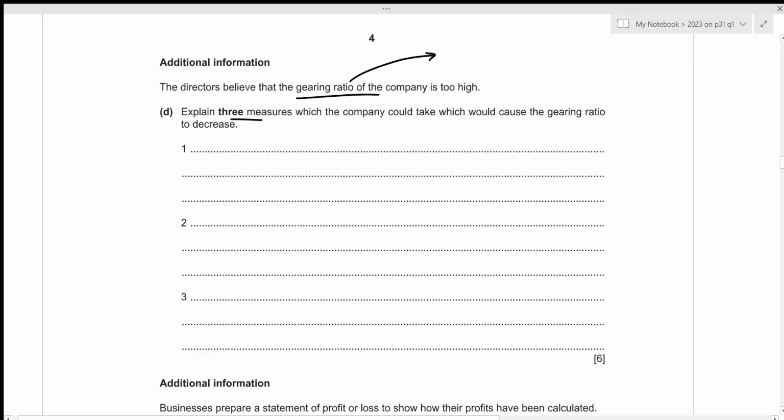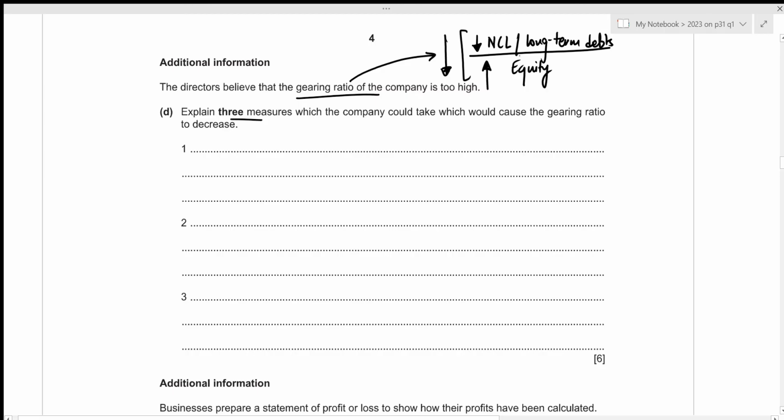Okay, so our gearing ratio is just the long-term debts, which we can consider to be the non-current liabilities or long-term debts, divided by the equity holdings. And we now need the gearing ratio to decrease. So for the gearing ratio to decrease, either our non-current liabilities or the long-term debts should decrease, or the value of equity should increase. Okay, now let's move towards the 3 measures.